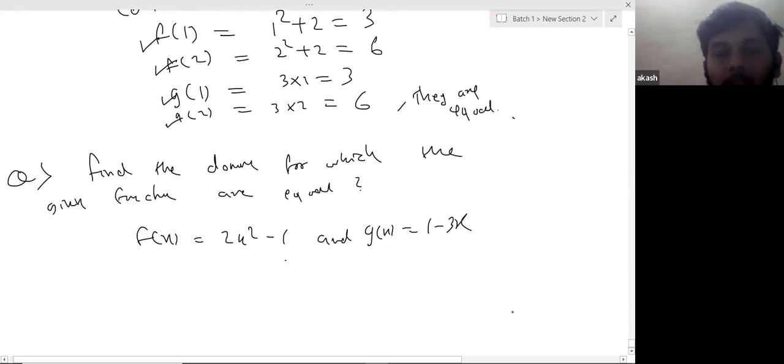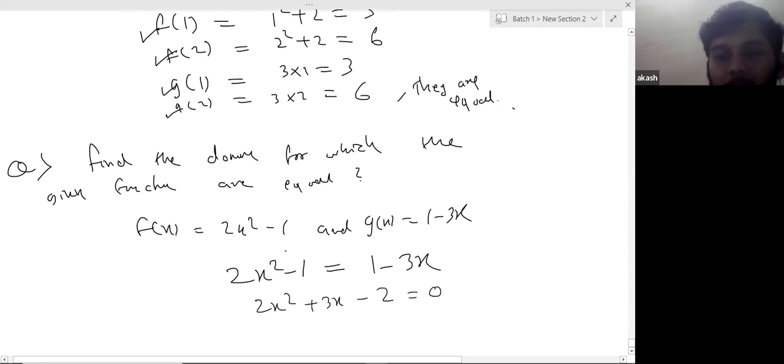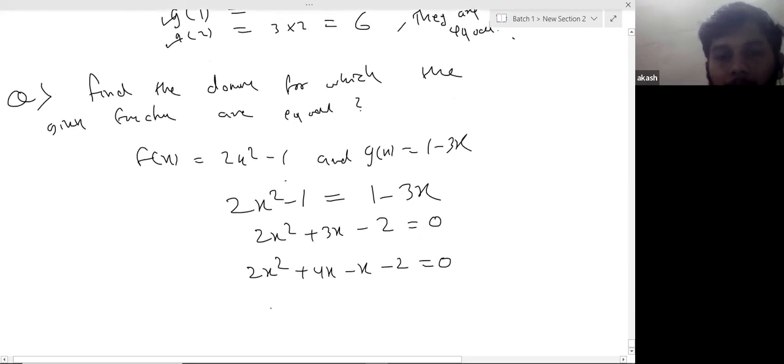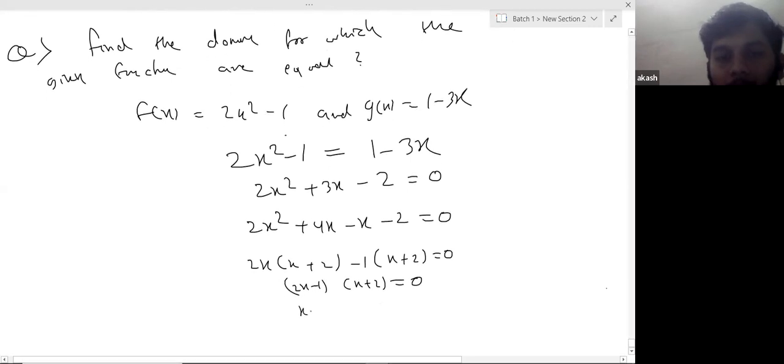See, when they ask you what is the domain so that the functions are equal, put them equal. All right, write it like this. This is equal to this. Then find the value of x. 2x square plus 3x minus 2 equals 0. This is a quadratic equation, and I can write it as 2x square plus 4x minus x minus 2 equals 0. Right? Take 2x common, x plus 2, minus 1 common, x plus 2 equals 0. So 2x minus 1 and x plus 2. That means x is equal to half, x equals minus 2.